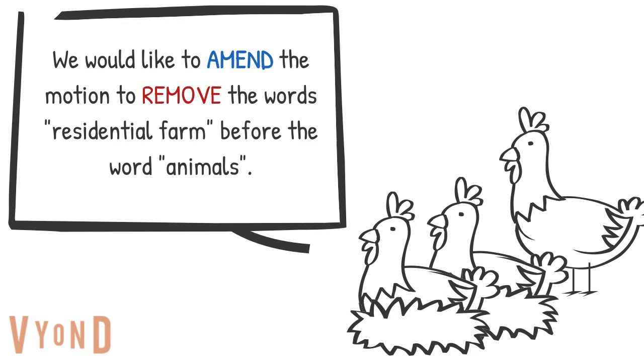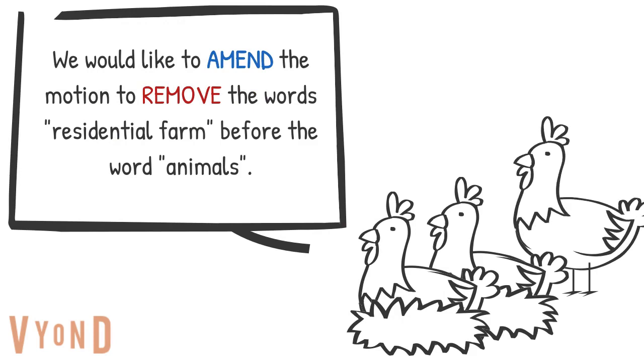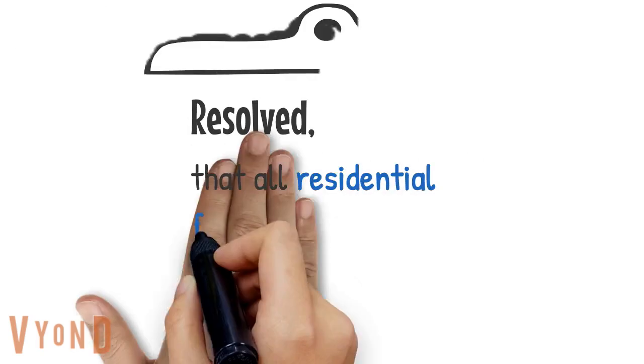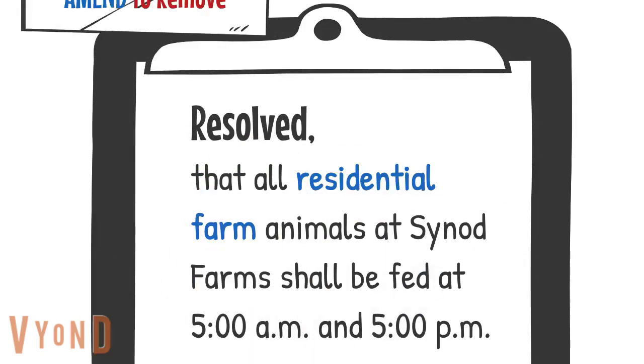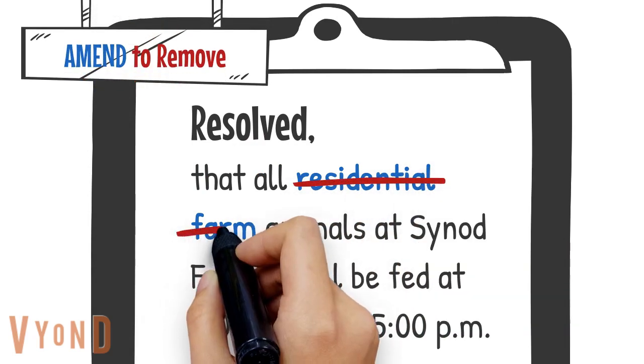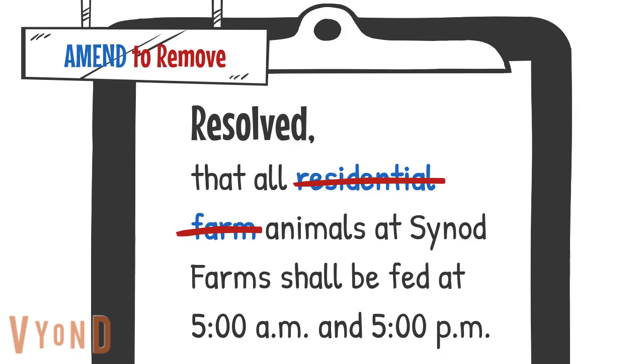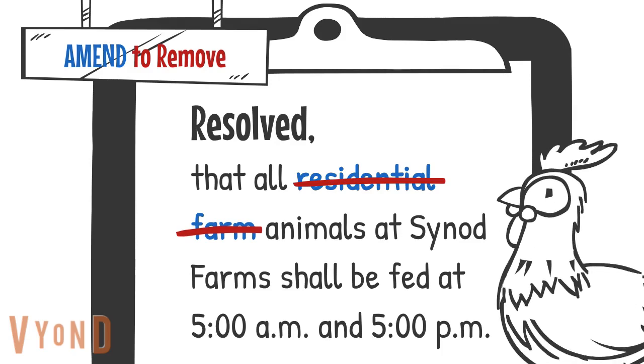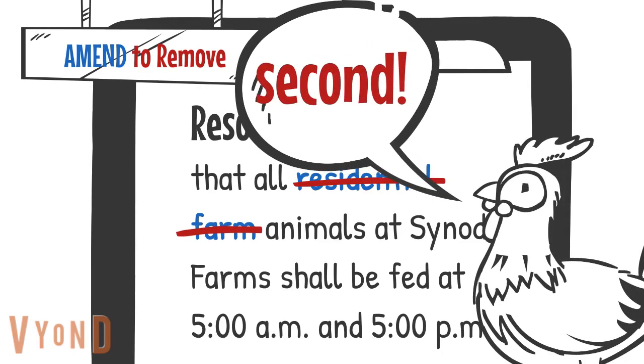They are quick to cluck up that they would like to amend the motion to remove the words residential farm before the word animals. The motion would read instead, resolved that all animals at Synod Farms shall be fed at 5 o'clock a.m. and 5 o'clock p.m. The rooster seconds the motion, agreeing that this amendment to the motion should be discussed.